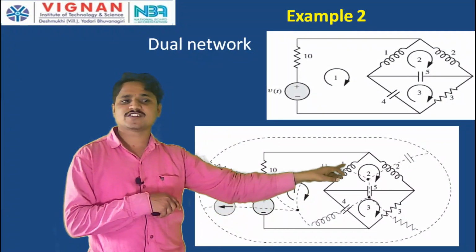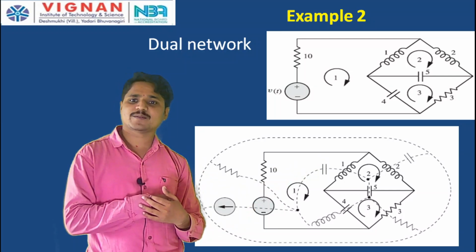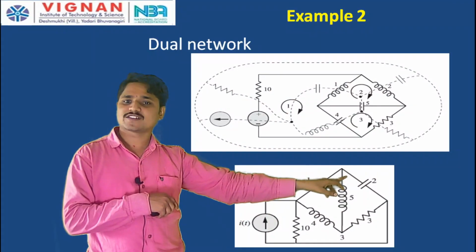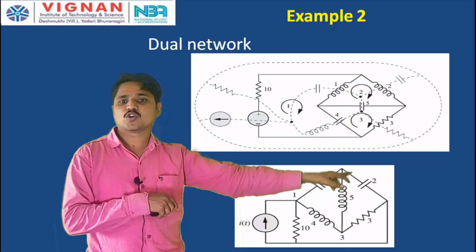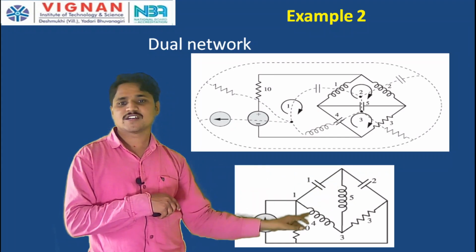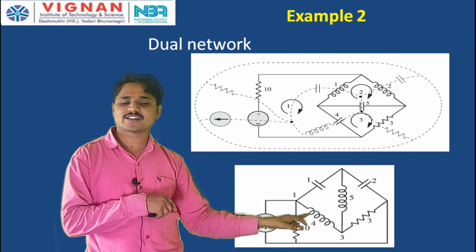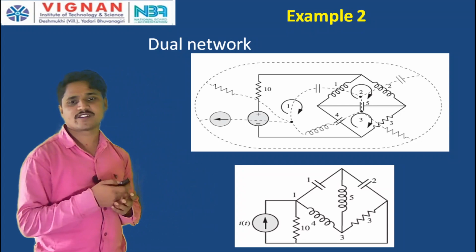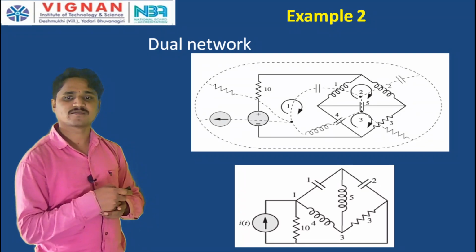Now the independent elements are the same. There is a 2 Henry inductor in mesh 2 and a 3 ohm resistor in mesh 3. Here, a 2 farad capacitor is connected to node 2, and a 1/3 ohm conductance is connected to node 3. So this is the equivalent circuit, that is, the dual network. This is how to draw the dual network for any given network.